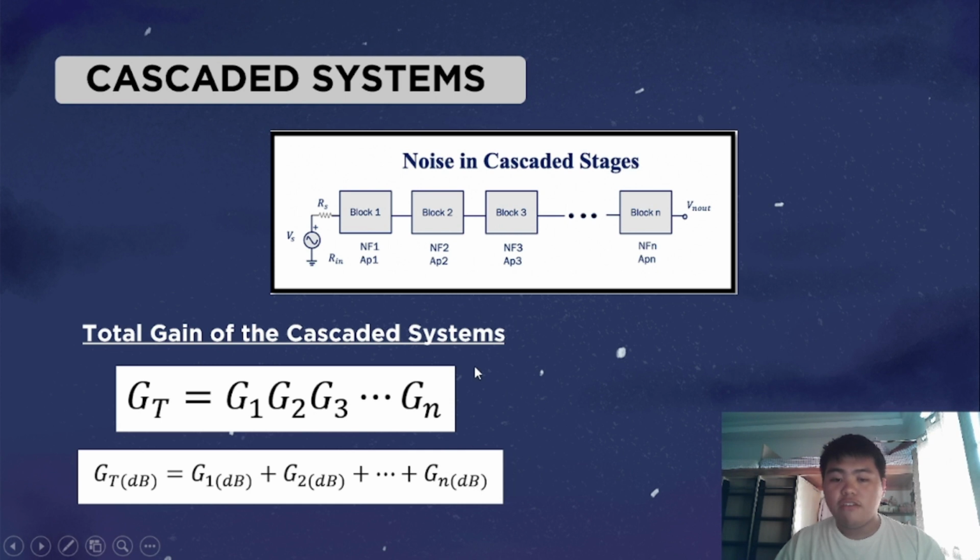So if the given values are not expressed in decibel, then to compute the total gain, we just simply multiply them. However, if the given values are in terms of decibel and we need to find the total gain, you just simply need to add.